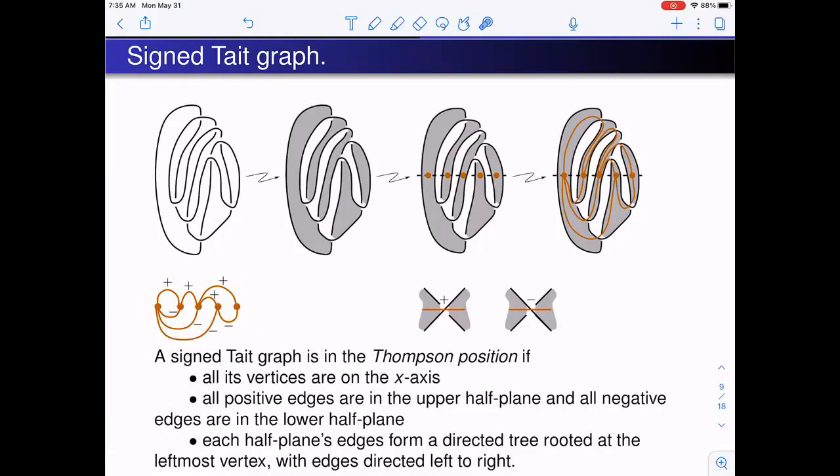So the idea of John's proof of that theorem, like an Alexander-type theorem, is to take an arbitrary Tate graph and apply Reidemeister moves to put it in the Thompson position, which satisfies those conditions here.